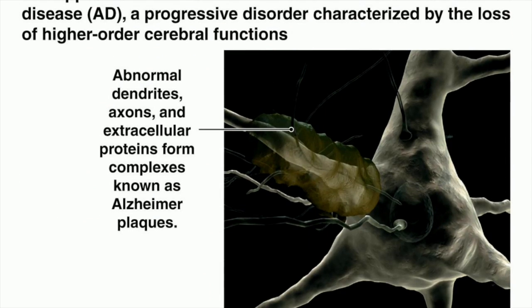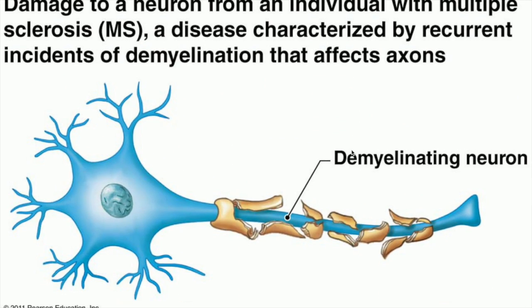Alzheimer's disease is caused by plaques and neurofibrillary tangles forming on neurons. When this happens, they can't work right, and it leads to dementia. Multiple sclerosis is a disease caused by demyelination of neurons. You can see the myelin sheath is gone from this neuron, so now the action potential is not going to be able to travel as fast, and it will affect the regions served by those neurons.